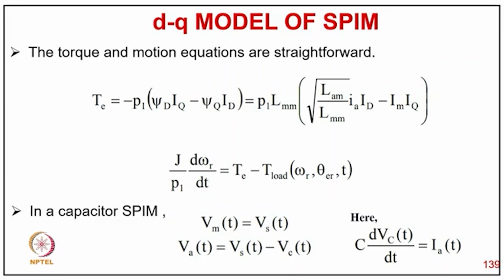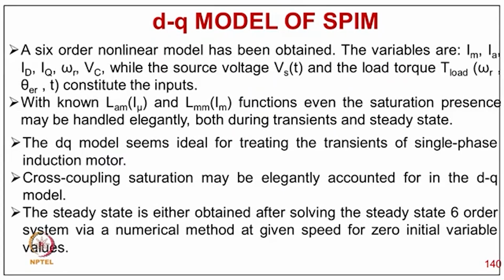And we can have a speed derivative equation J upon P1 d omega R upon dt equal to T minus TL, and TL is a function of course maybe of speed, it depends on the load. So in case of single phase induction motor, we can say Vm equal to Vs and Va equal to Vs minus Vc. Here C dVc upon dt equal to Ia. So a sixth order nonlinear model has been obtained.